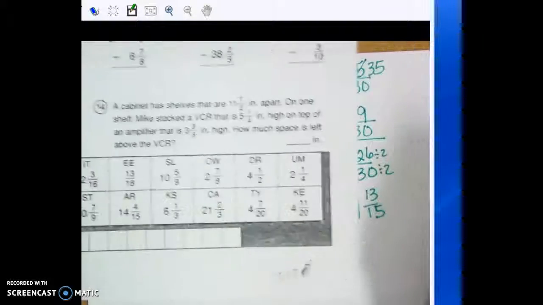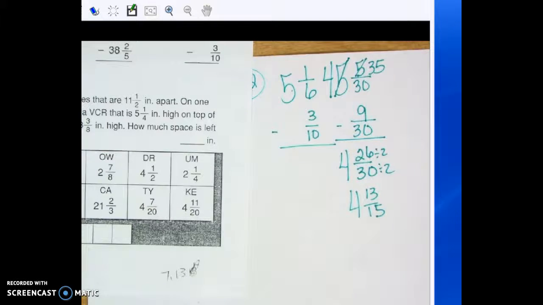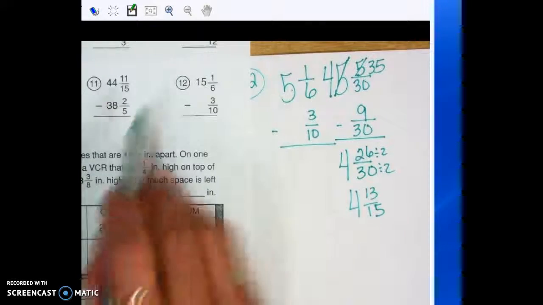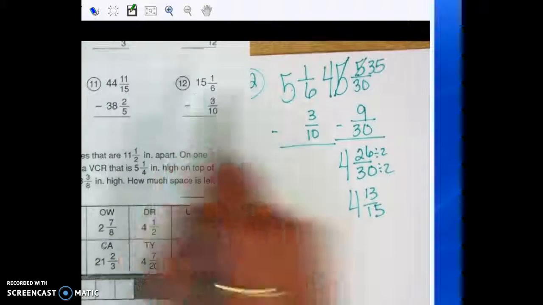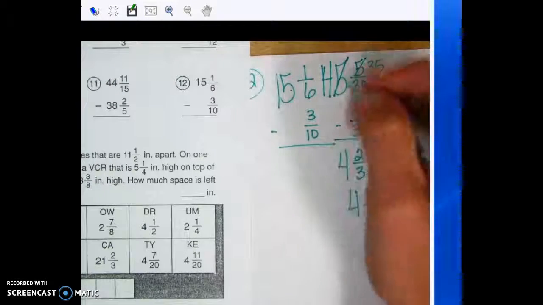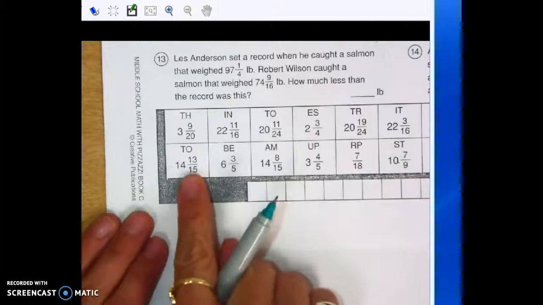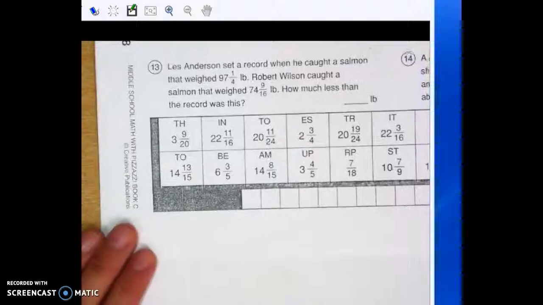Let's see, did I mess up somewhere? Okay, it's 15 1/6, not 5 1/6, so this would be 15. So when you borrow 1, you have 14. So 14 minus nothing would be 14 3/15. So there's 14 3/15, so mark it off.